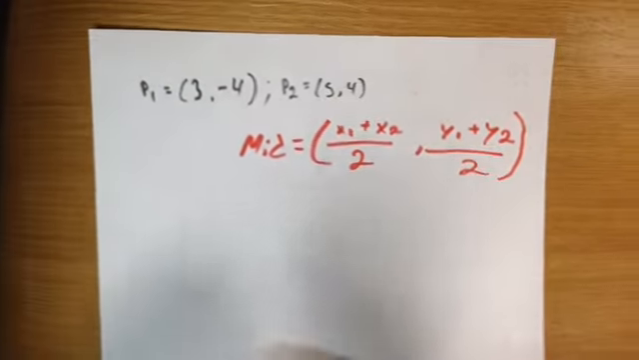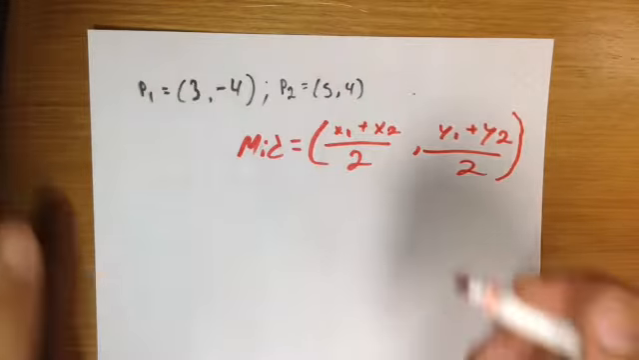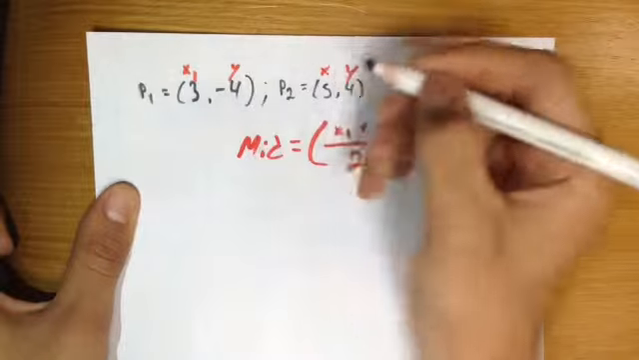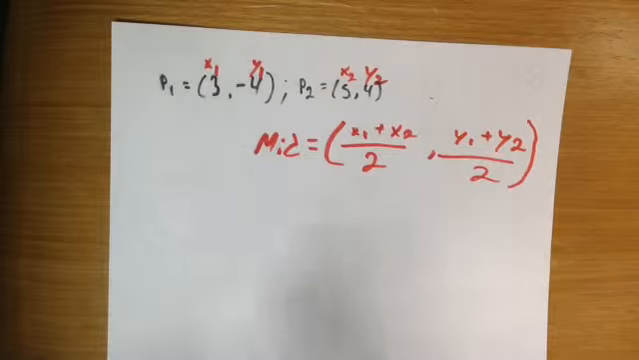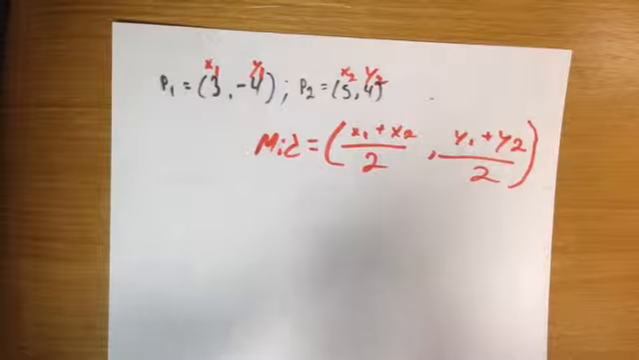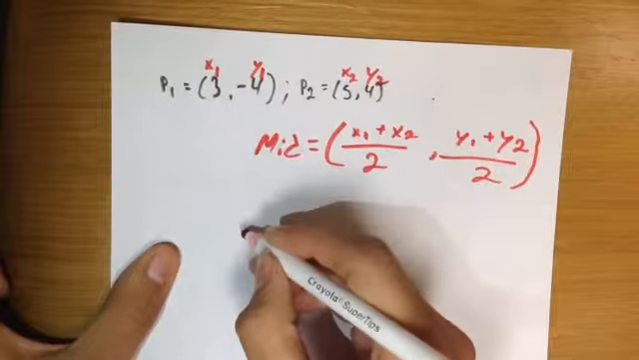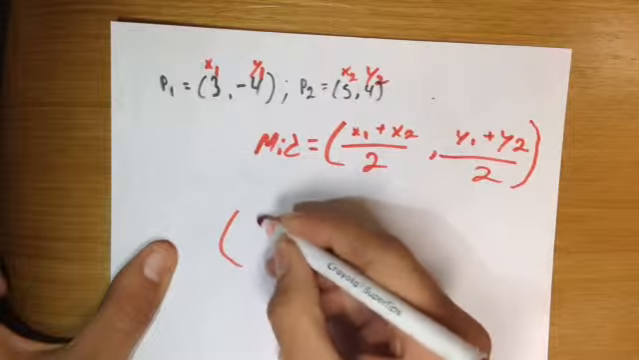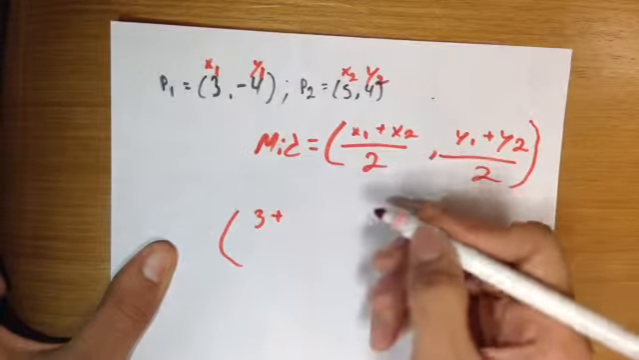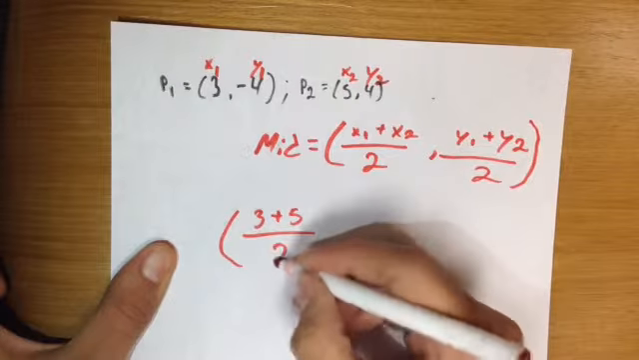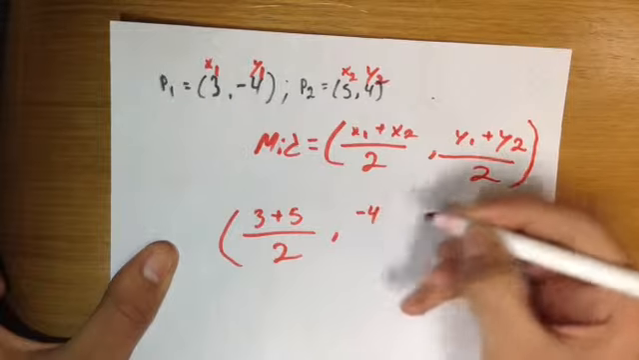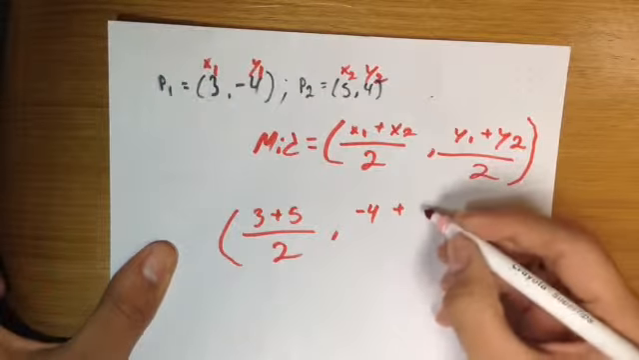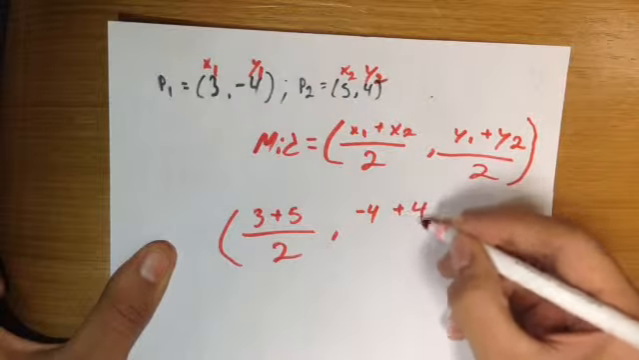Okay, so how we're going to do this, we're going to get the points of the x's, so we can name this x1 and this x2, as well as y1 and y2. Now that we have labeled our points, we can just plug them into the formula and solve. We get x1, which equals 3, plus x2 equals 5, over 2, comma. Now we get the y points: y1 equals -4 plus y2 equals 4.